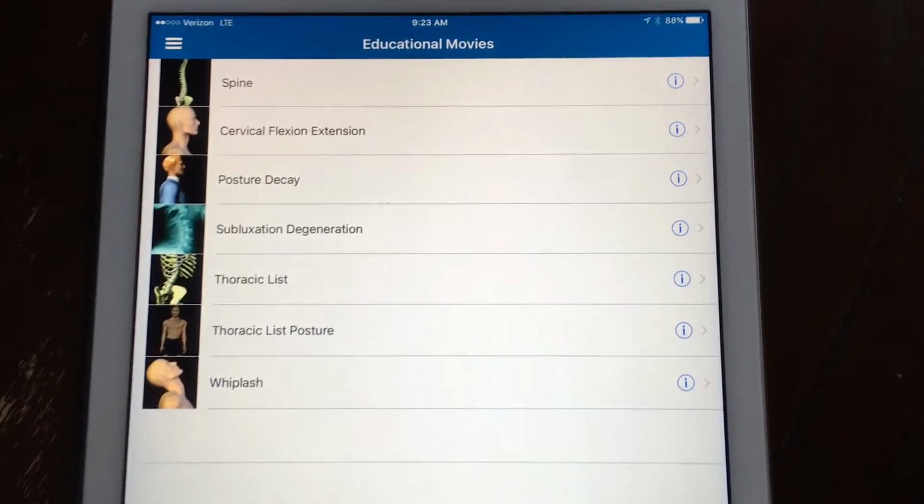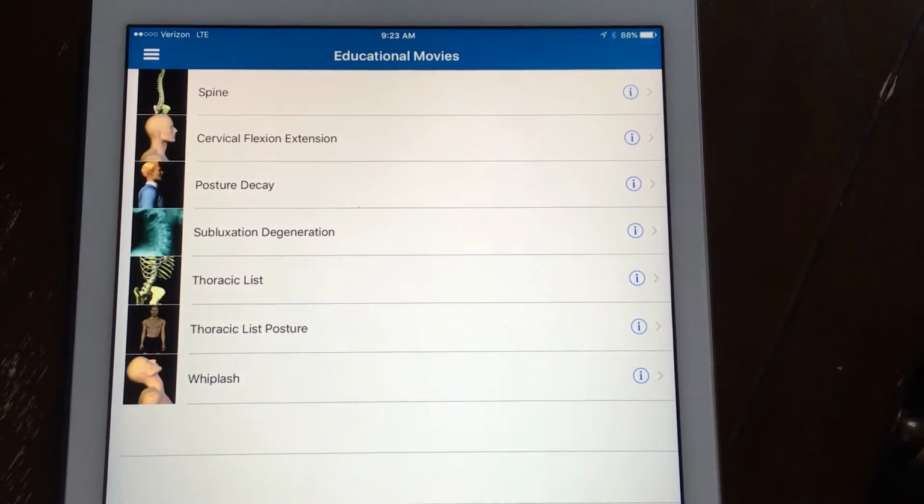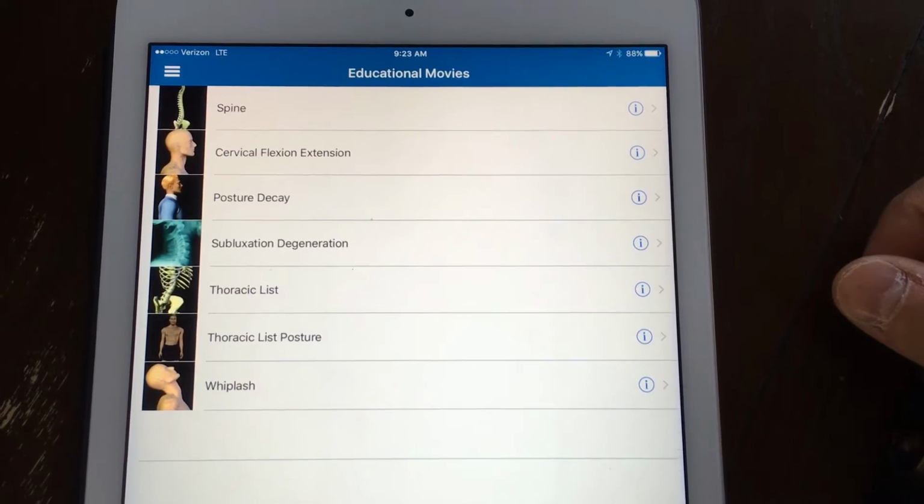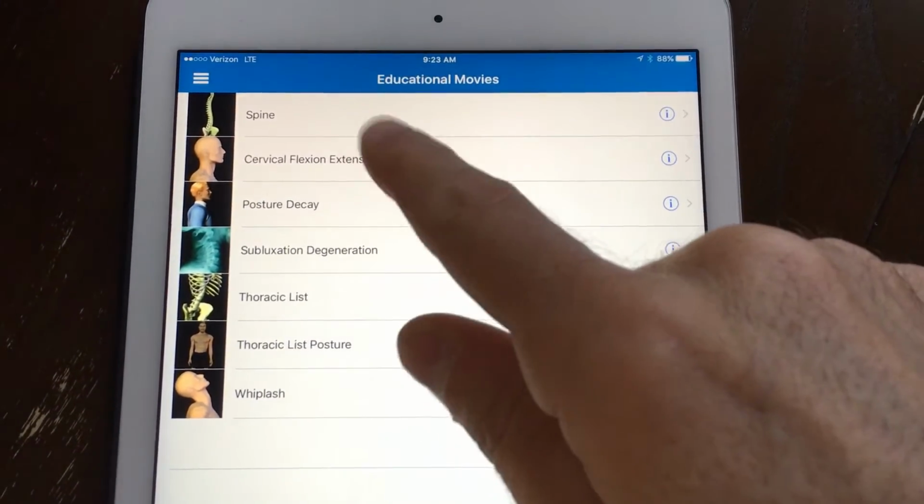We're going to go through and show some of the animations within Posture Screen Mobile that are available. The spine is already available here.